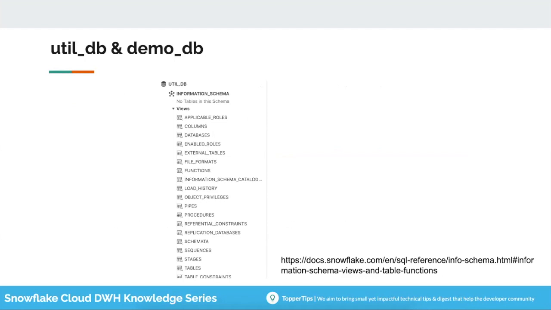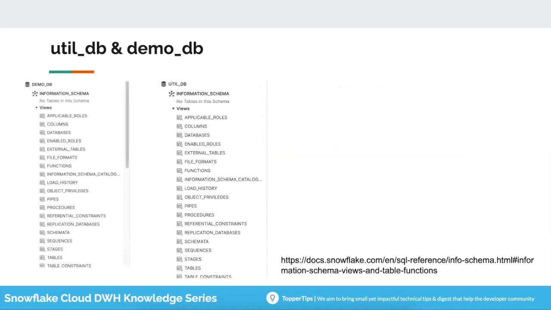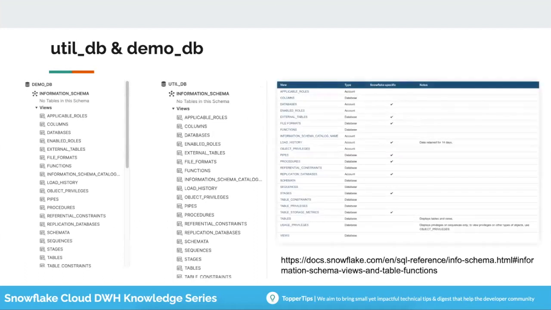How does it look if you really go and look into them? This is how the databases DemoDB and UtilDB would look. These are the different sets of information which are available within them. You can look into this and refer to the Snowflake reference documentation.